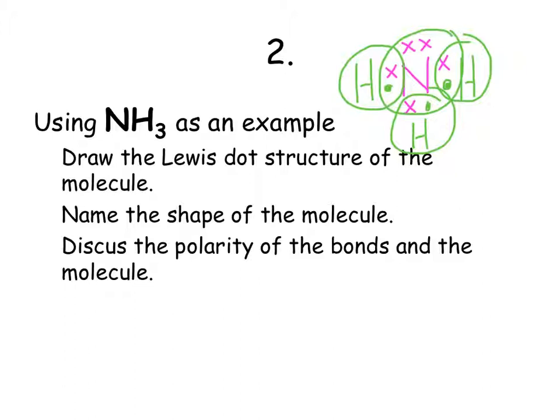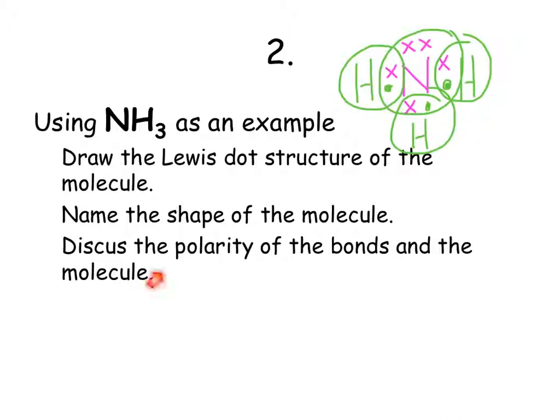Name the shape of the molecule. So what this is, if we take a look at it, we have got 1, 2, 3 bonds, as well as this lone pair of electrons, which is going to push, because of electron repulsion, those hydrogens down slightly, creating a trigonal pyramidal shape.